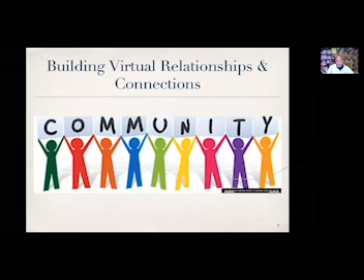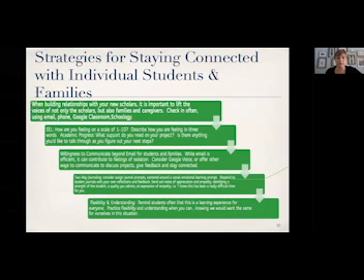Now we're going to look at really specific strategies that you can use to stay connected to individual students and families and to your classroom community as a whole. So again, I'm going to share a document with you, and I'd like everyone to take a few moments to review. It's just a 2-page document that identifies some specific strategies you can use. And identify 1 or 2 strategies that you think are pretty cool and that you'd like to try in your classroom, and just put those in the chat box.